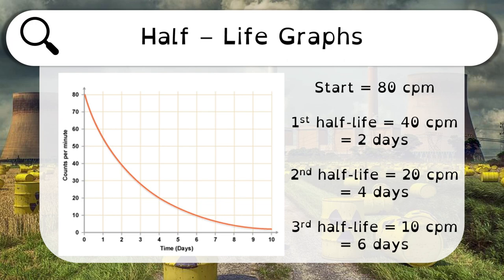And we can see that because at 20, so this time we halve 40 down to 20, go across, and it takes 4 days. So if it took 2 days to halve to 40, it takes another 2 days to halve to 20. And then again, the third half-life, halve 20 down to 10, go across, and it's then 6 days. So for every 2 days that occurs, the radioactive sample will be half as radioactive as it was before.